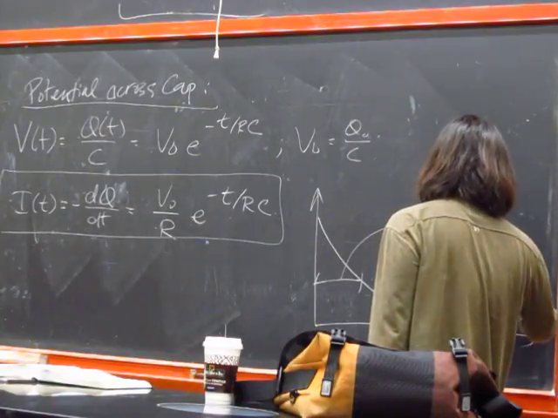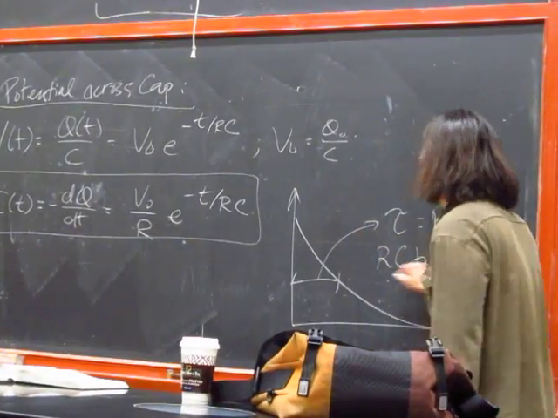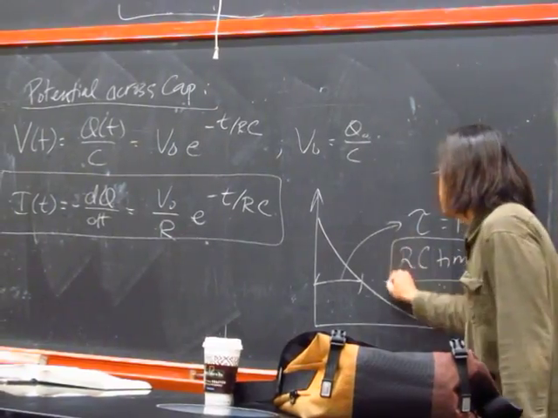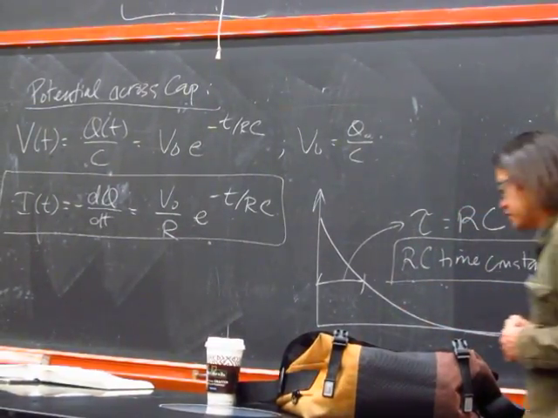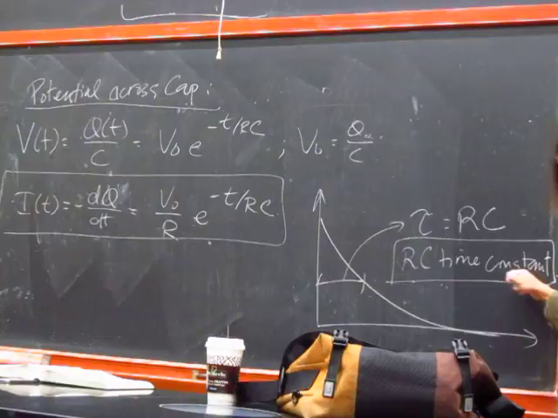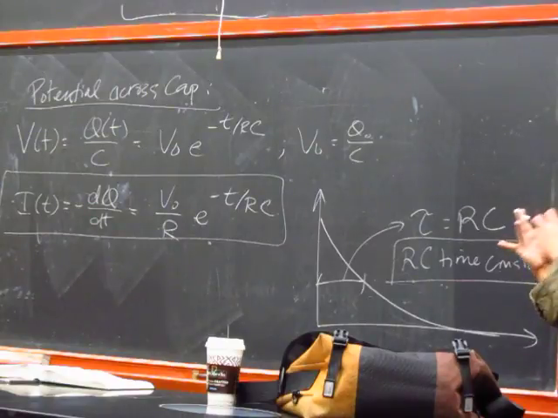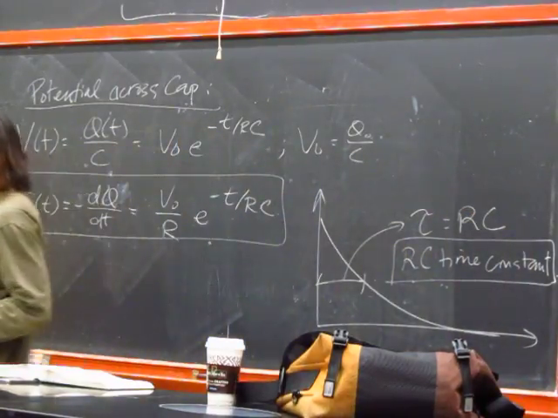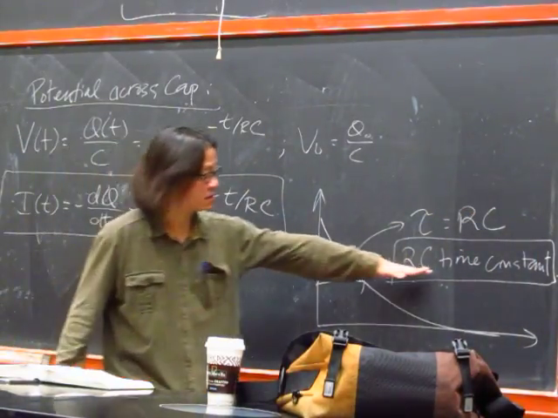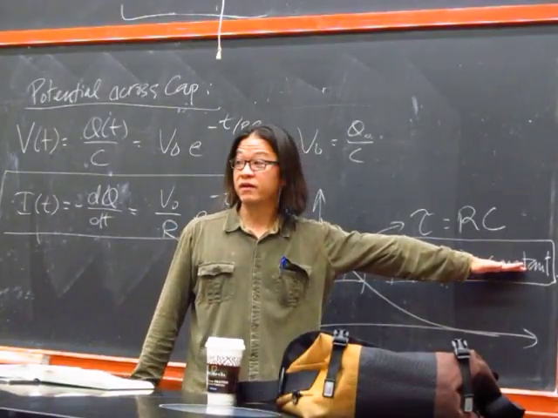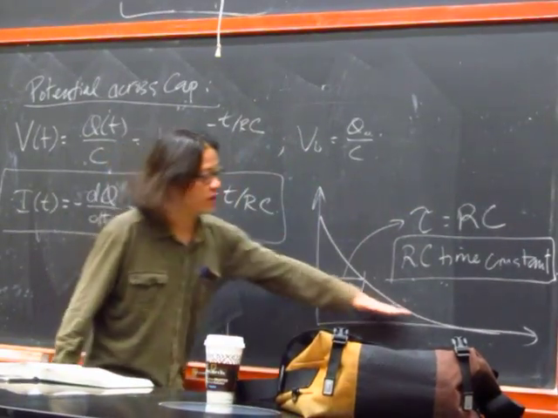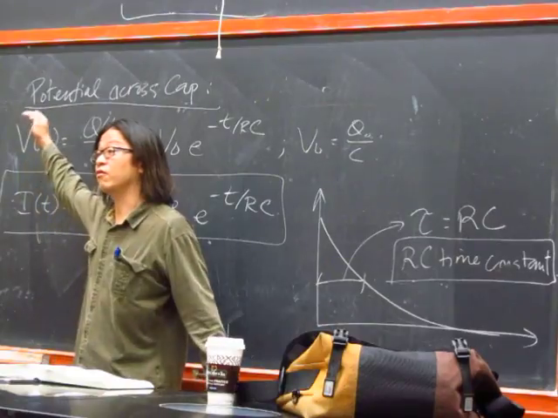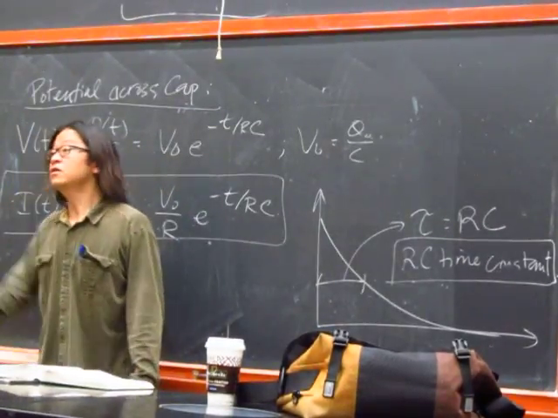I don't know if you deal with circuits a lot, but if you study electronics, this is mentioned as the RC time constant. Anytime you have a circuit with a capacitor and a resistor, there's an RC time constant for it. And this describes how current drops and how voltage drops.